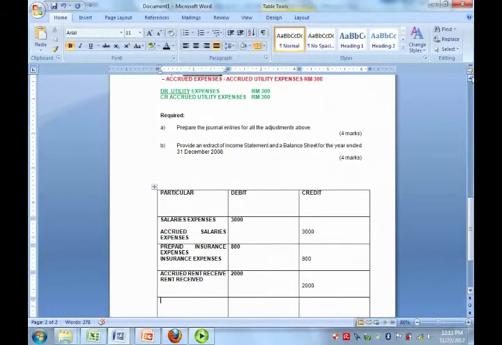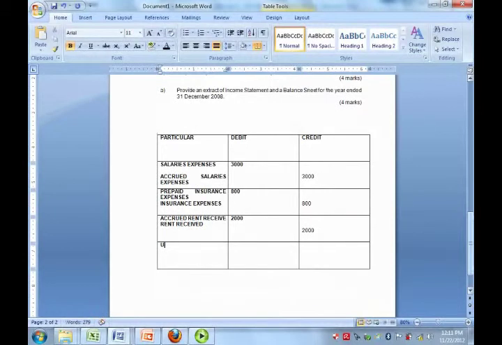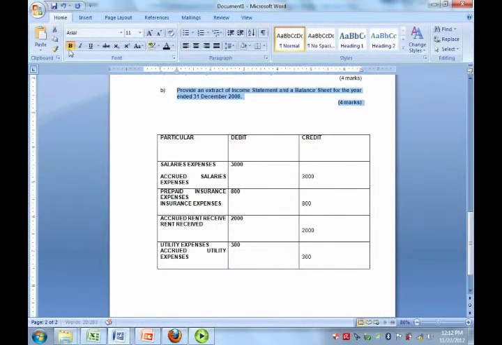Last is utilities. Utilities, debit or credit? Utilities expenses, and your other item called accrued utilities expenses. Can I know the amount of utility expenses that you owe? 300. How about accrued? 300. So this is the journal entries. Clear? Next question. Provide an income statement and balance sheet.